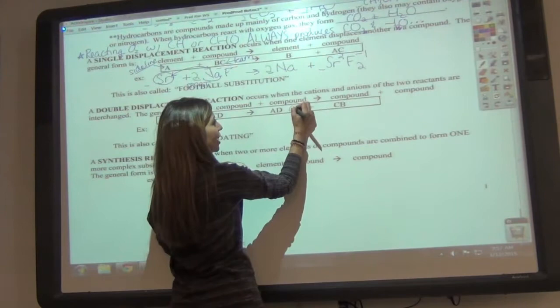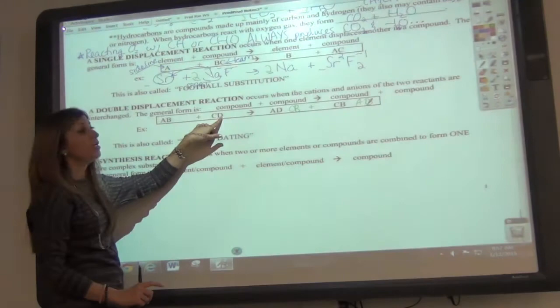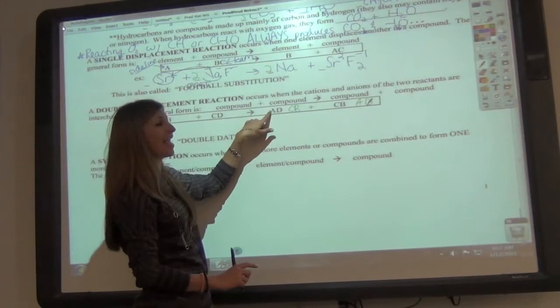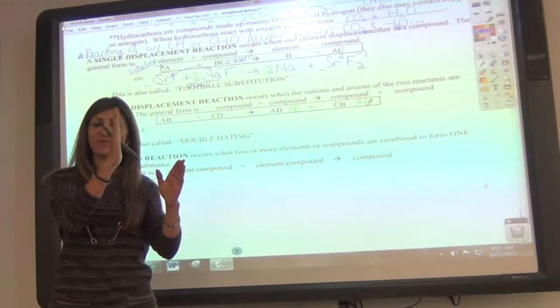But what you cannot have is the one that's in front is positively charged, and the one that's after is negative. You are not going to have negative positive, so it would not be BC or DA. It has to go positive negative. When you write your formulas out, it's always positive first. The other thing that's not going to happen is you're not going to have two positives or two negatives together. It's always positive negative, okay? So let's try this out and see how we do.